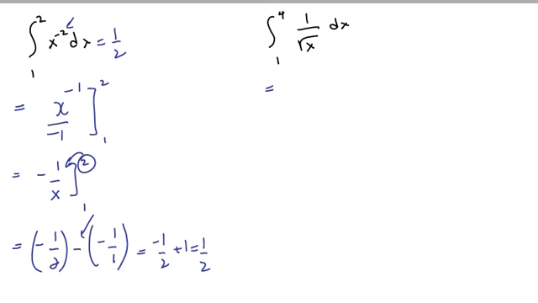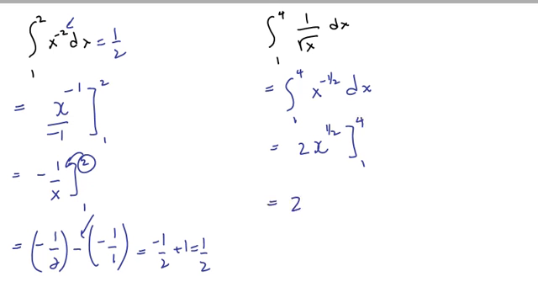I'm going to write this integral as an exponent because that makes it easier for me to do the antiderivative. I'm going to add 1, so that's 1/2, and divide by 1/2. So dividing by 1/2 is like multiplying by 2, so I'm going to do the flip and multiply at the same time. And I'm evaluating between 1 and 4.